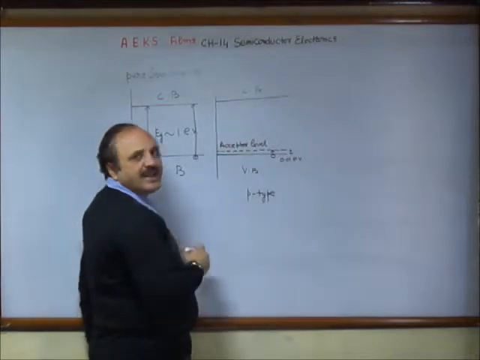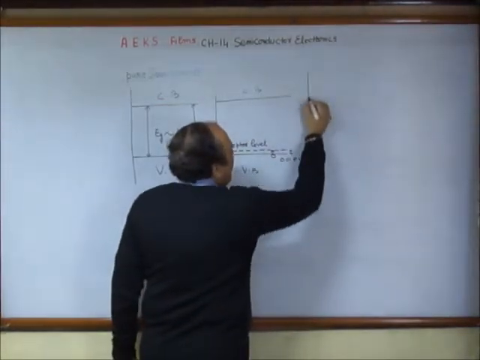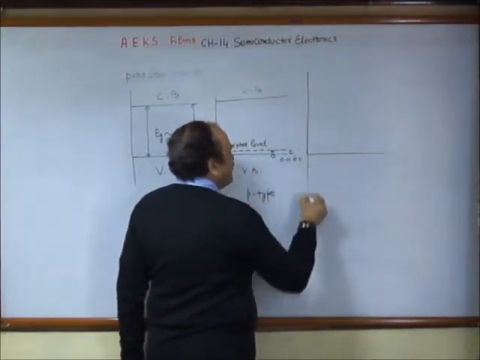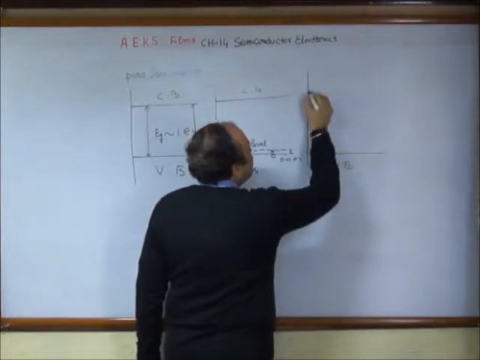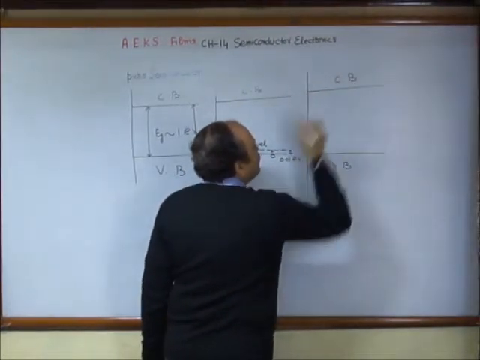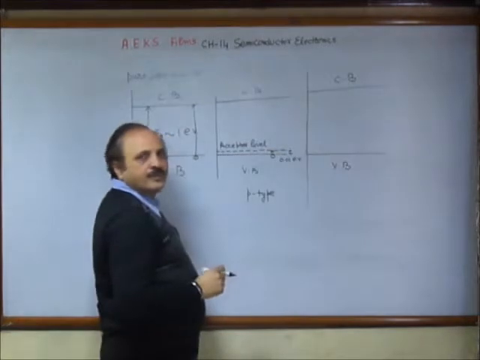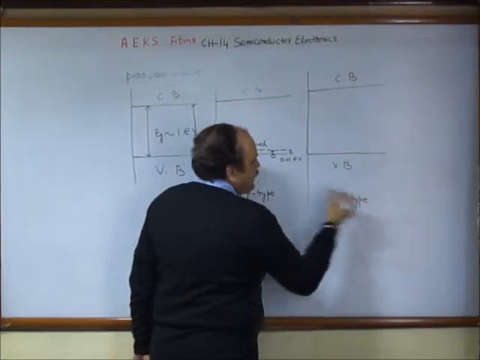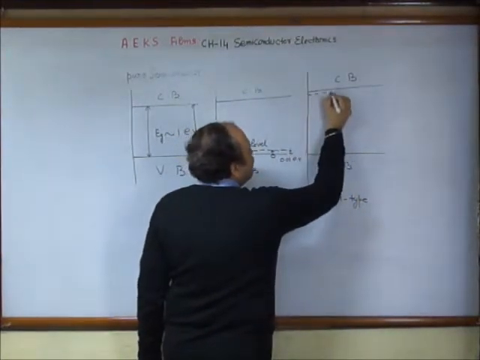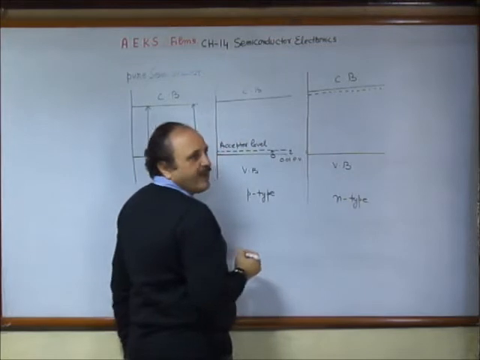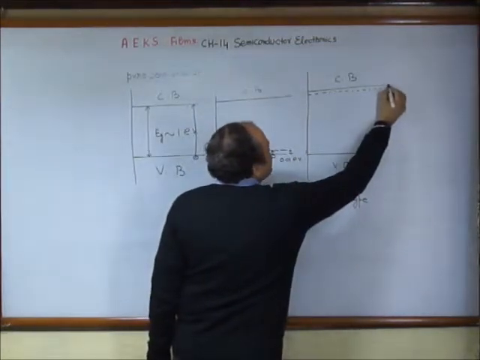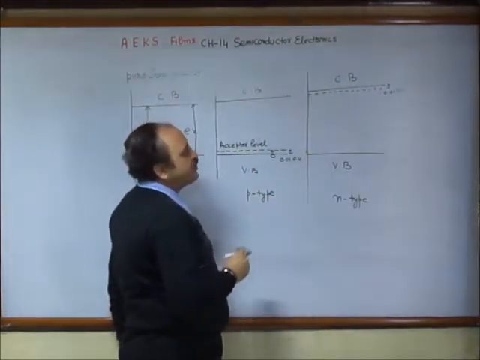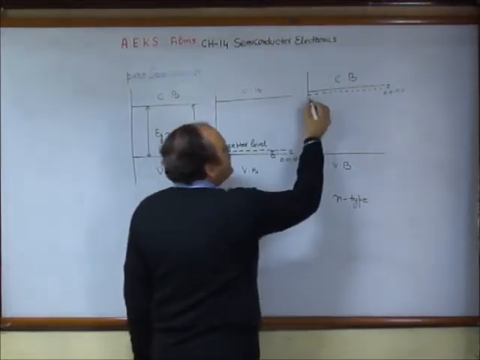What happens on the N side? Again we have the similar energy levels, that is the valence band and conduction band of the base material. But for an N-type semiconductor, we get an additional energy level very close to the conduction band. Once again, this gap is not very large. This gap is of the order of 0.01 electron volt, and we call this the donor level.